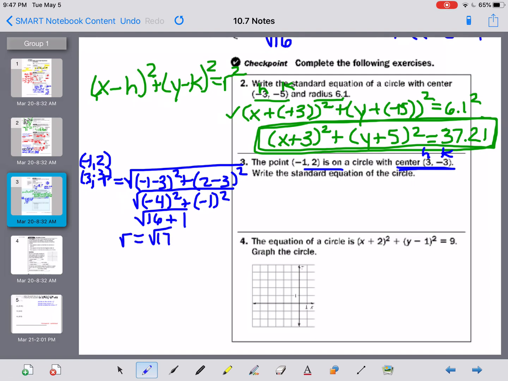And something tells me I just made a mistake. I did. All right, let me try this one more time. I'm going to erase about half of my work here. I dropped my negative here on that second 3. It should be 2 minus -3.